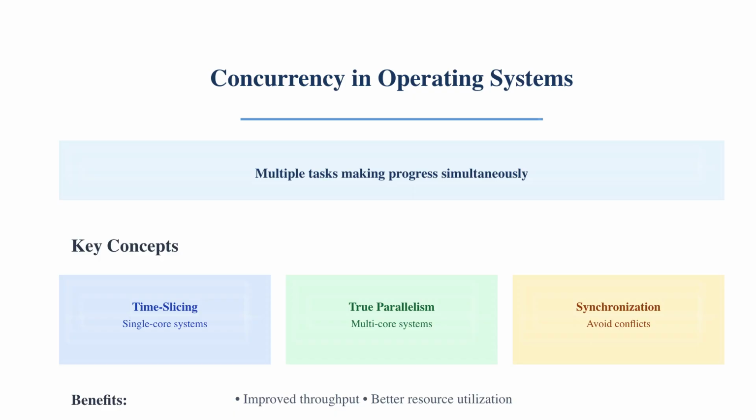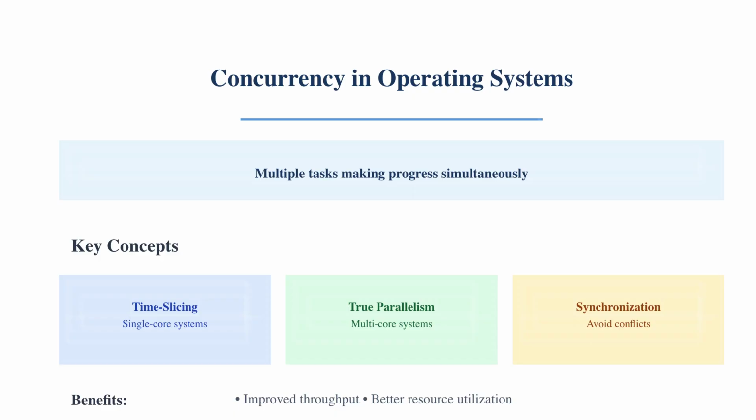On single-core systems, concurrency is achieved through time slicing. The CPU rapidly switches between tasks, giving each a small time slice to execute. This creates the appearance of simultaneous execution. Multi-core systems take this further by enabling true parallelism. Multiple tasks can literally execute at the same time on different CPU cores, not just appearing to do so.